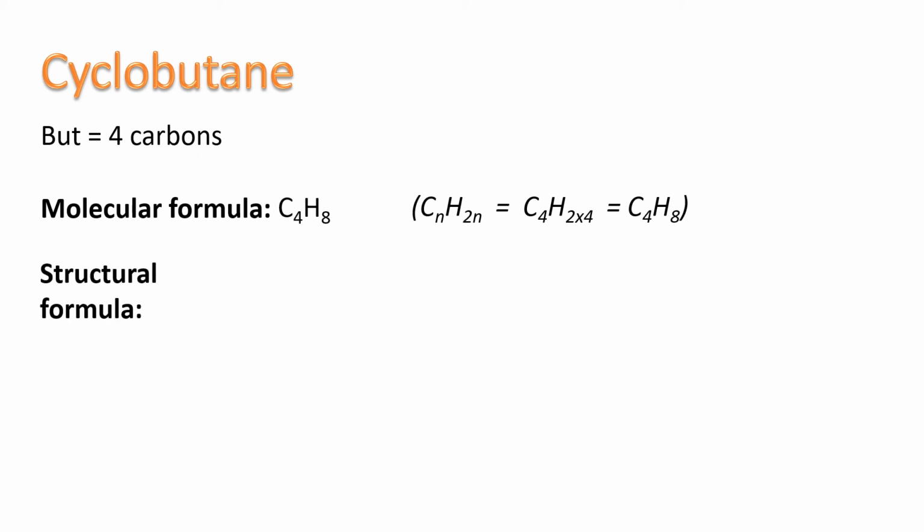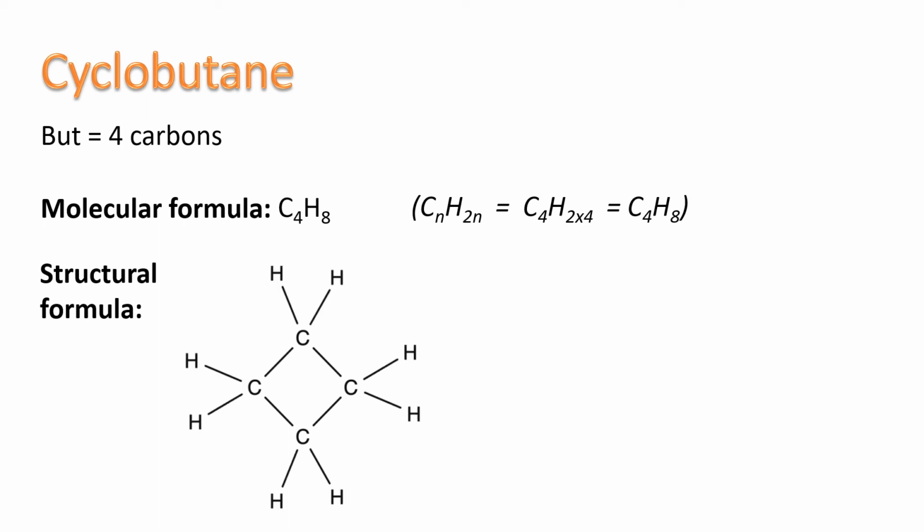Now looking at our full structural formula, we start with our carbons first, and we have 4 carbons in a ring. Again, every carbon currently has 2 bonds attached to it, so we can add on an additional 2 hydrogens to every carbon to complete the full structural formula for cyclobutane.